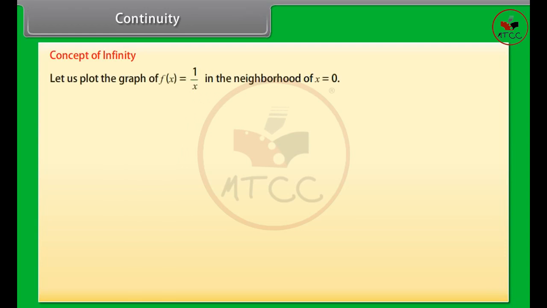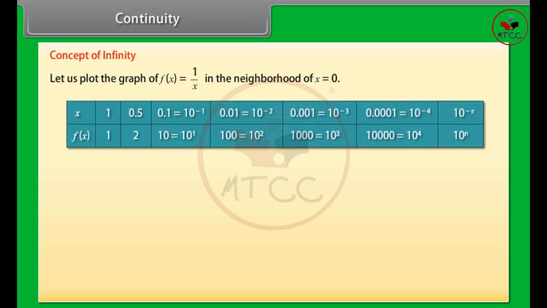Continuity: concept of infinity. Let us plot the graph of f of x is equal to 1 by x in the neighborhood of x is equal to 0. For x is equal to 1, f of x is equal to 1. For x is equal to 0.5, f of x is equal to 2. For x is equal to 0.1, f of x is equal to 10. For x is equal to 0.01, f of x is equal to 100, and so on.